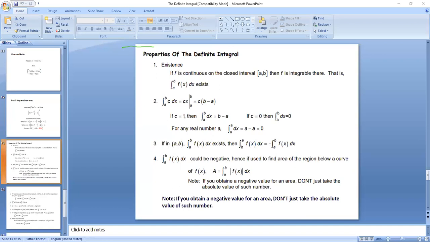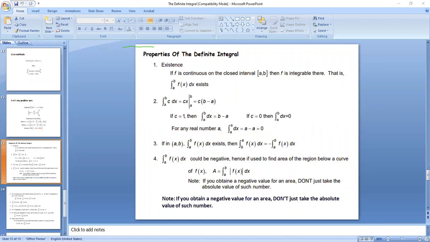However, you have to take note of this. If you obtain a negative value for an area, don't just take the absolute value of such a number. When you take the absolute value, be sure that you understand why it's negative. It will be made plain to you when we reach that particular subject matter. There will be areas that are negative, and simply making it positive without understanding why you're getting a negative answer will be incomplete. It will be discussed. Note, if you obtain a negative value for the area, don't just take the absolute value. Again, a reiteration. Okay?